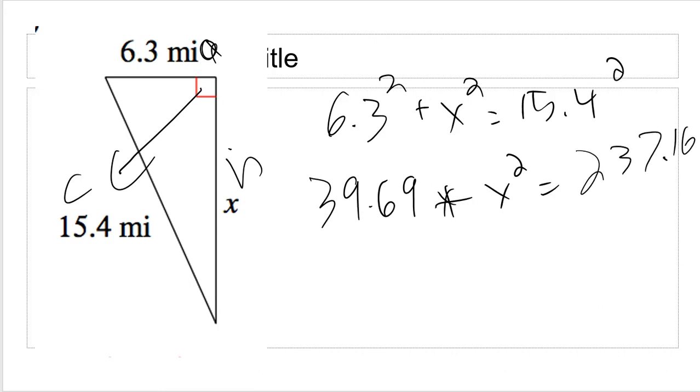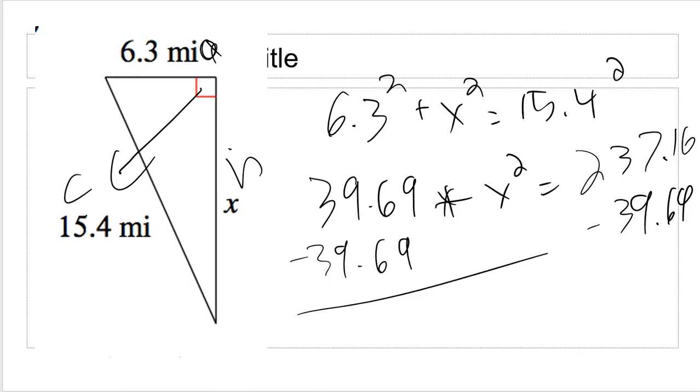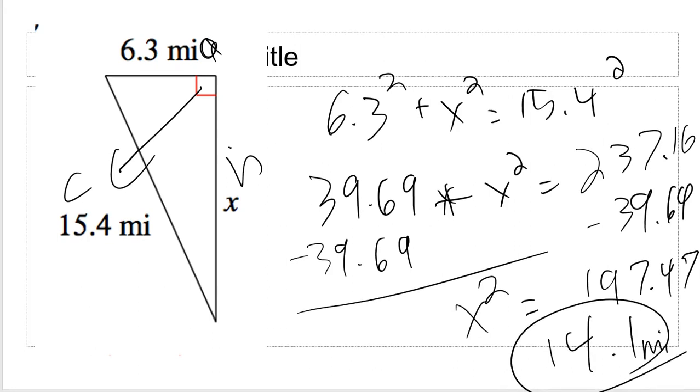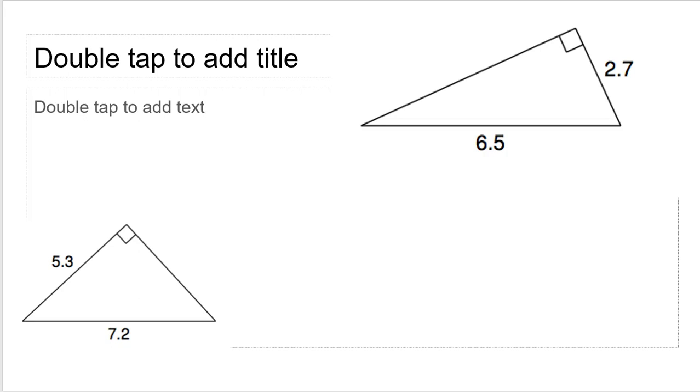237.16. Just to let you know, this will always be your biggest number. So with this one, C is always the largest. We'll talk about that again here in a second. Subtract 39.69 from both sides. You get x squared equals 197.47. All you got to do is take the square root of both sides, and you're left with, we're going to say 14.1 miles.